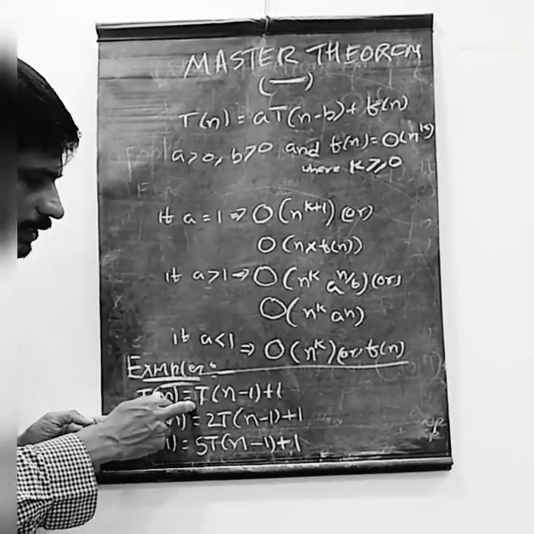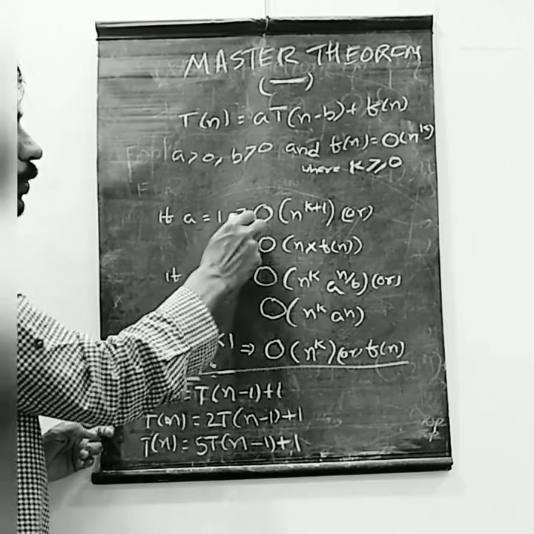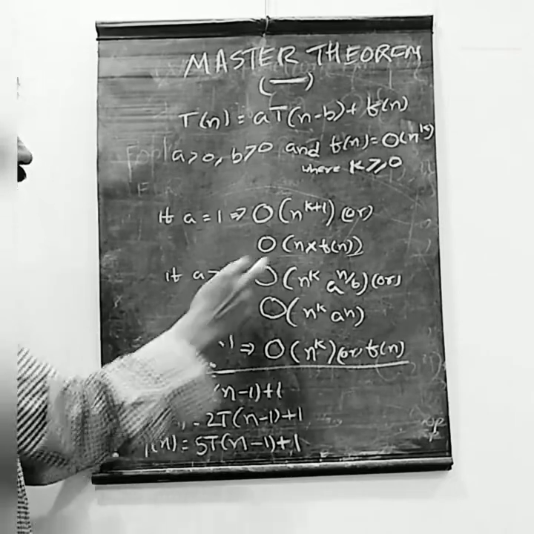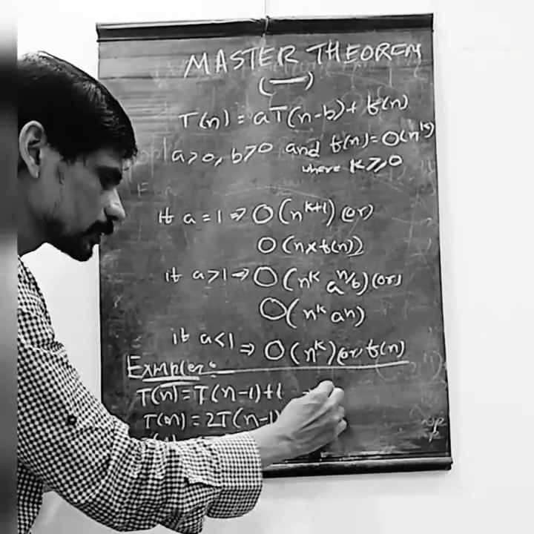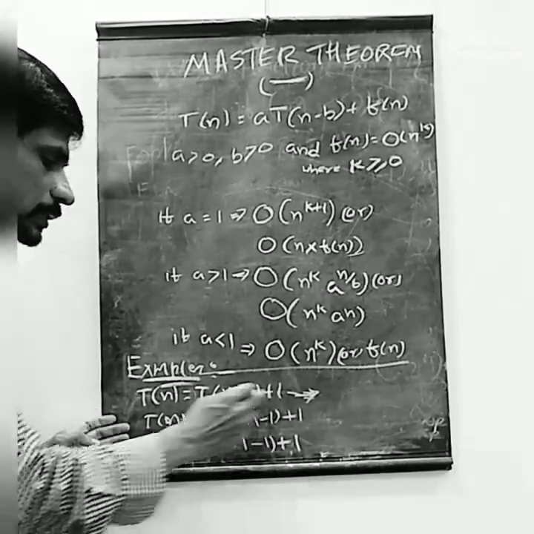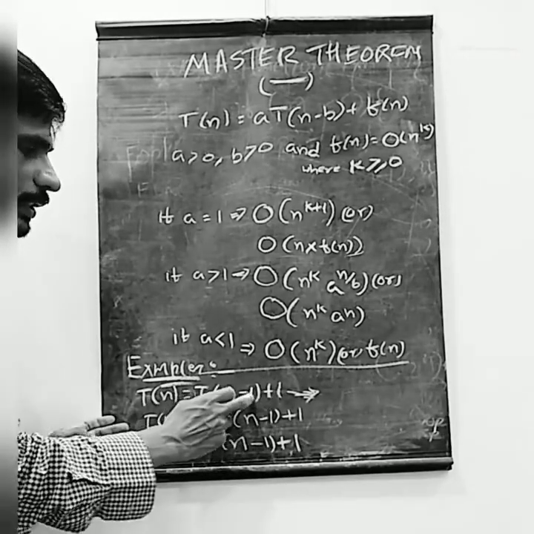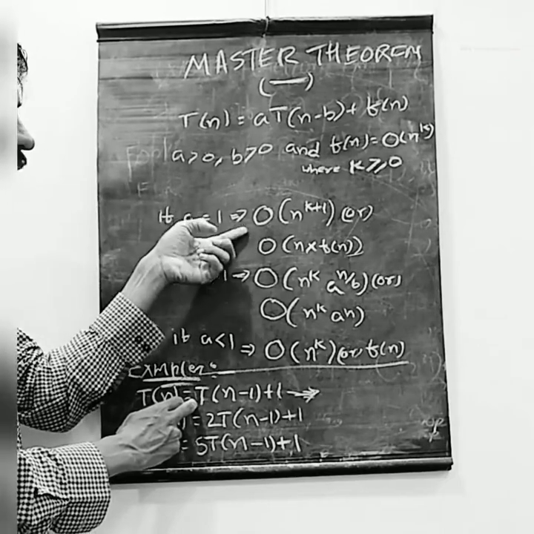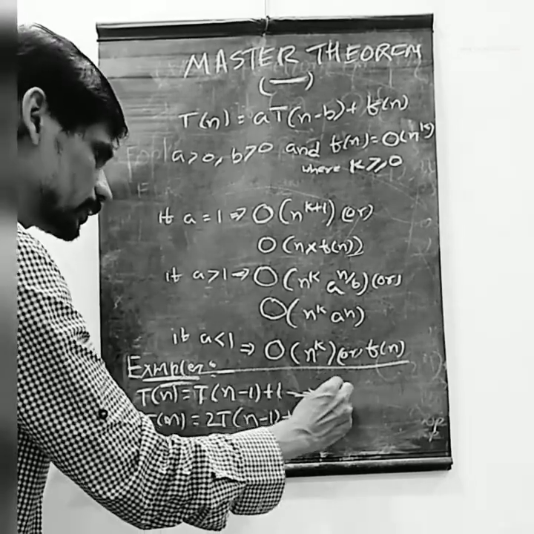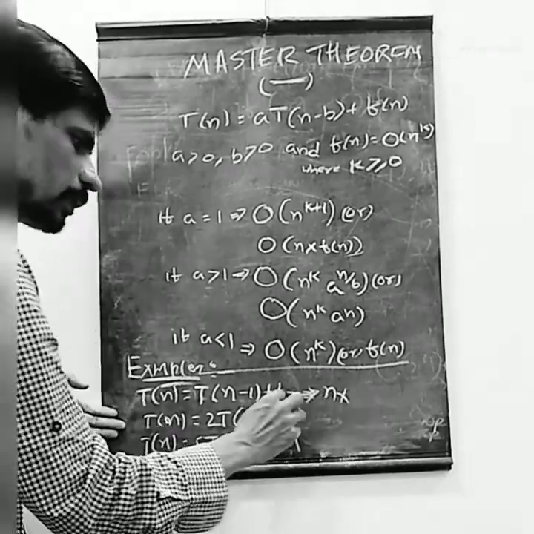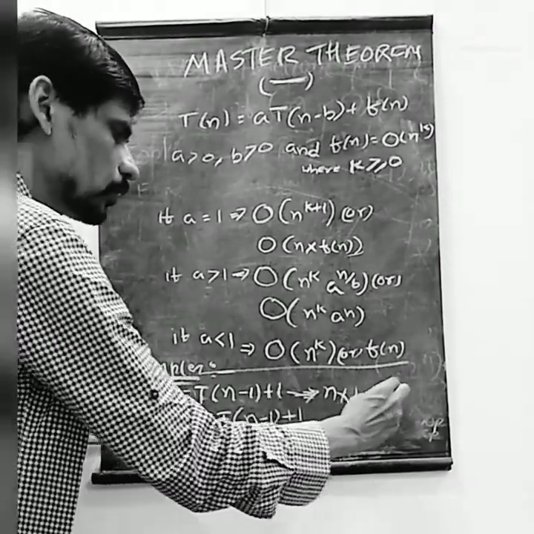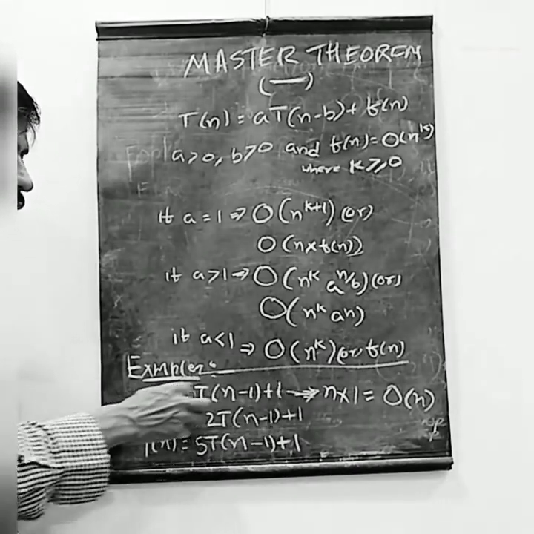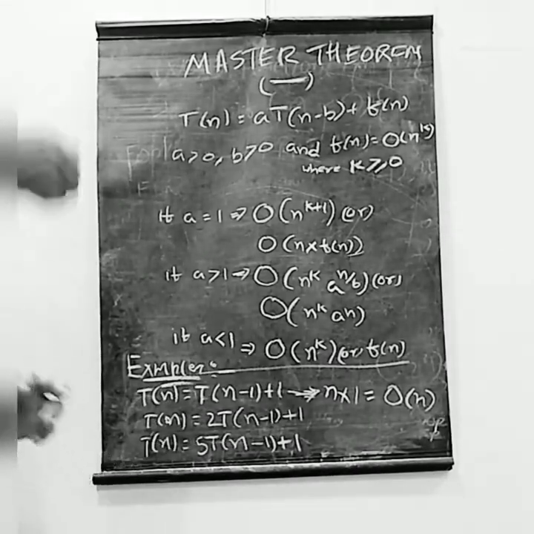So in this case my A is 1, so I can represent it in this format or in this format, right? So let's work out the complexity of this program's recurrence relation. Because my A equals 1, I can apply one of these. So n multiplied by what is my f of n? 1. So big O of n. The complexity of this program is big O of n.